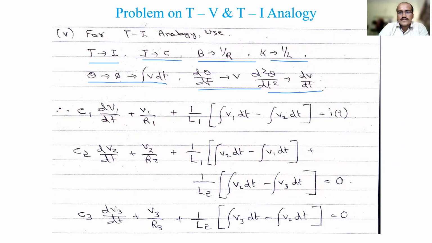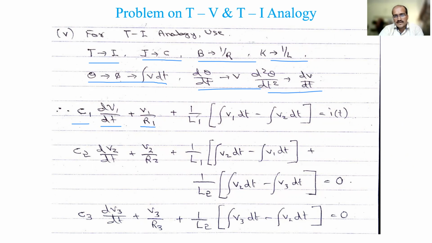If you do this substitution, in the place of J1 you will get C1 now. In the place of d square theta 1 by dt square, you will get dV1 by dt. Then in the place of B1, you will get 1 by R1, and d theta 1 by dt becomes V1.